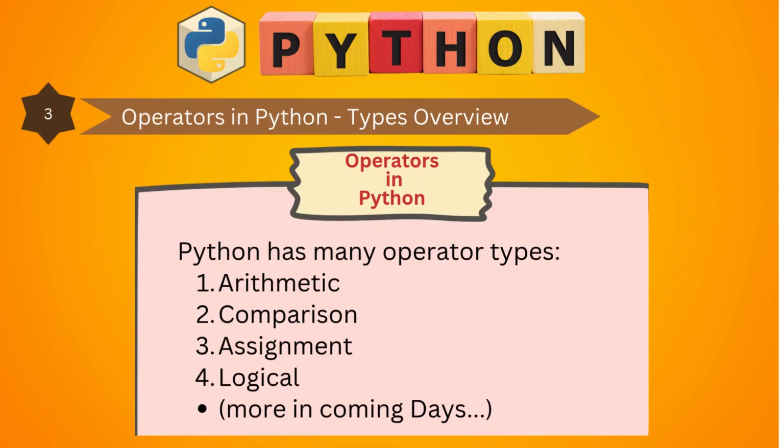Next, we will move on to operators in Python. Python has many operator types: arithmetic, comparison, assignment, logical, and more will be covered the next day. Okay, we will cover only these four topics: arithmetic, comparison, assignment, and logical operators.